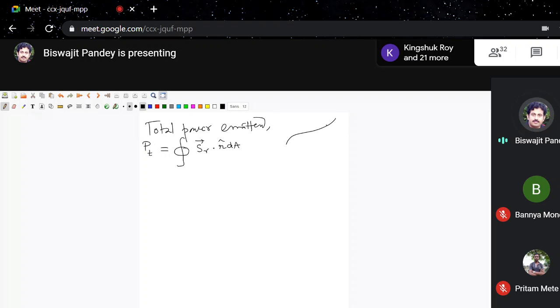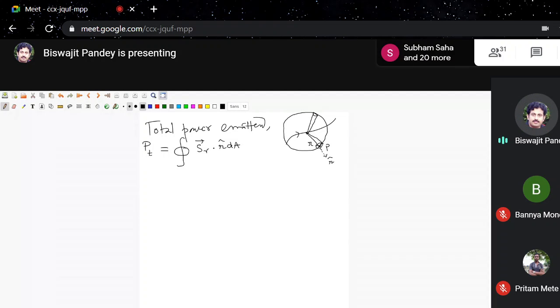Suppose this is the moving point charge, and you have the field point P, at distance R. Imagine a sphere of radius R. You have an element of area along each direction, and you have a direction. This r cap is along any direction, along the orthonormal to the sphere. This is r cap, and this is the area dA.